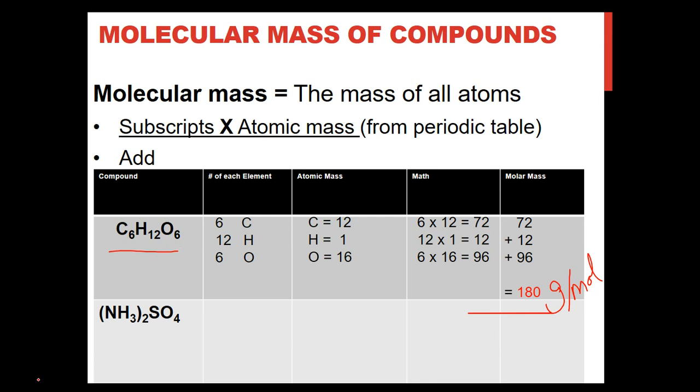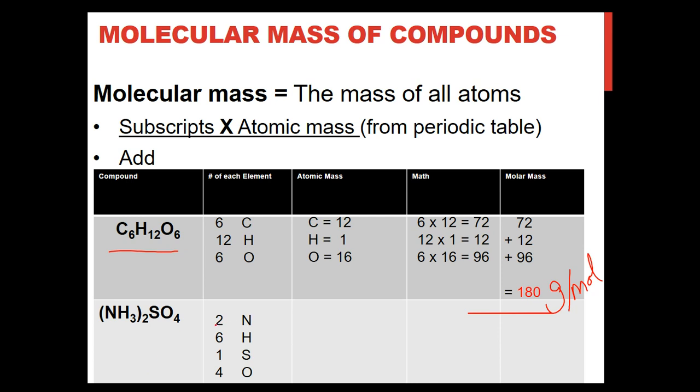All right, now I want to show you what do you do when there are parentheses like in the next one. So here we have NH3 in parentheses with a 2. When you have a subscript on the outside of parentheses, you multiply through. So you do 2 times 3. Do not add. Please don't add. Okay, it's 2 times 3 and 2 times an invisible subscript of 1. Okay, sulfur's just one of them and oxygen's just one of them, so it only affects what's inside of parentheses.